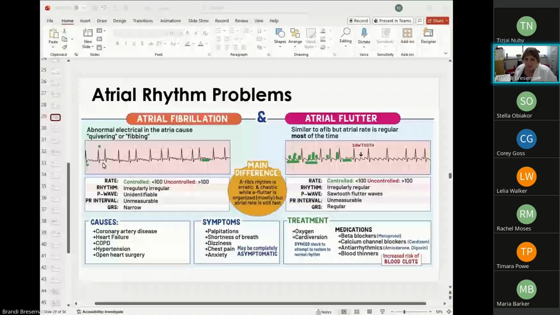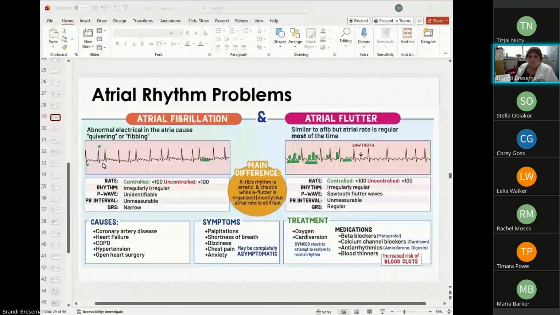COPD, hypertension, post open heart surgery, because we just cut into the heart and irritated it and it's not happy. It is very common for patients to go into atrial fibrillation after open heart surgery and post cardiac cath, because again, we went in and messed with the heart. The heart doesn't like that. Okay.